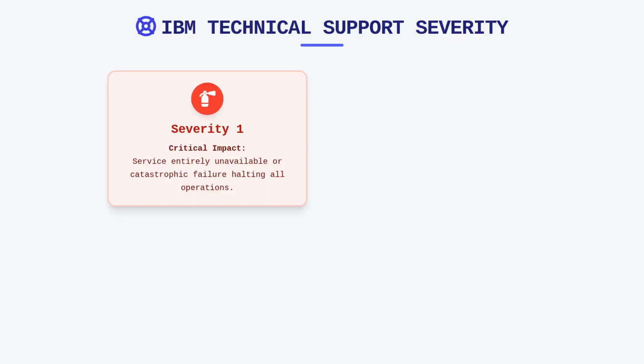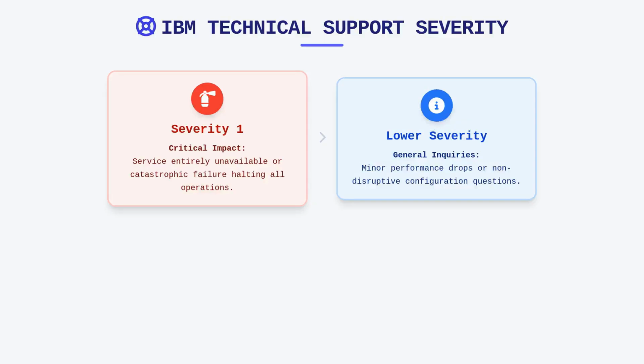IBM categorizes technical support requests based on severity levels, which define the expected response time and the urgency with which technical resources are assigned to the problem. Severity 1 is reserved for critical business impact scenarios where a service is entirely unavailable or suffering from a catastrophic failure that halts operations. Conversely, lower severity classifications are used for general inquiries, minor performance degradation, or non-disruptive configuration questions.